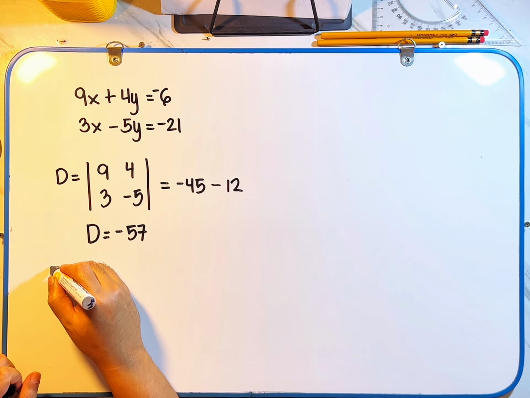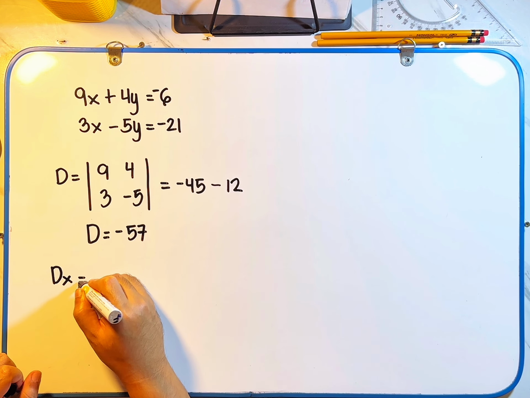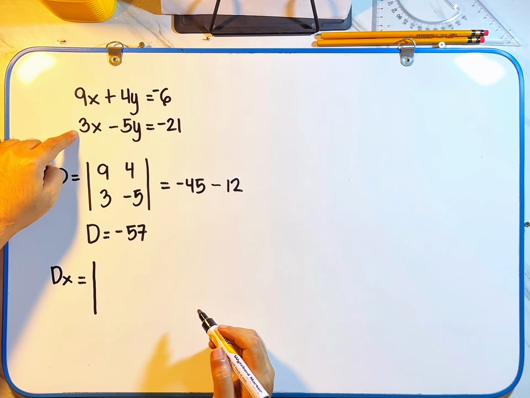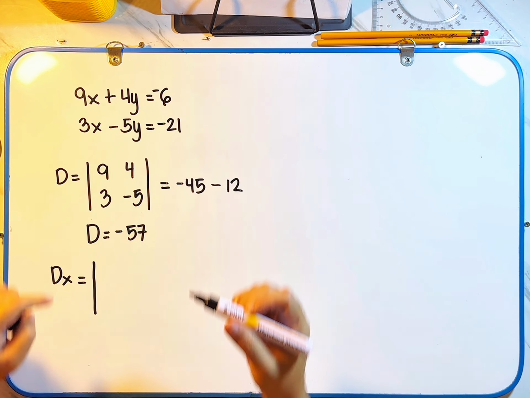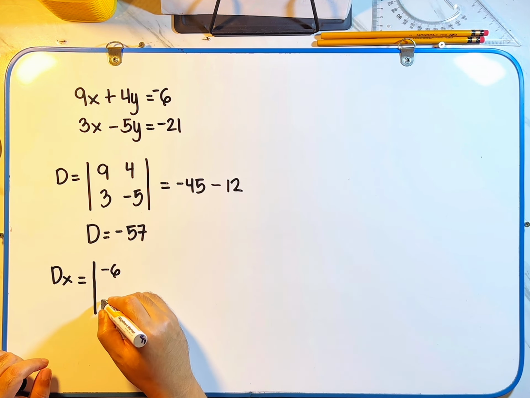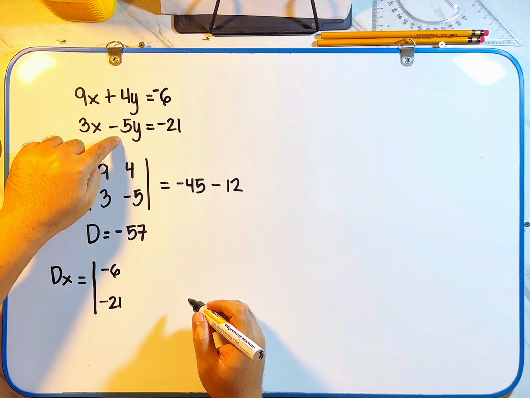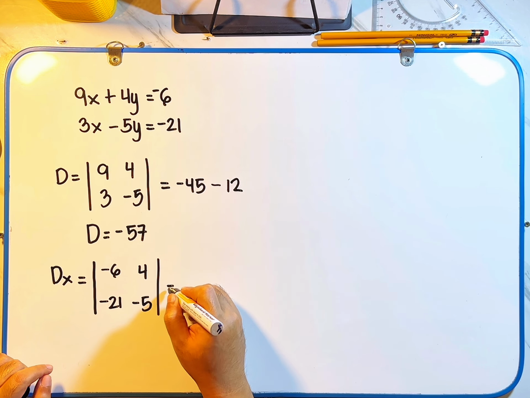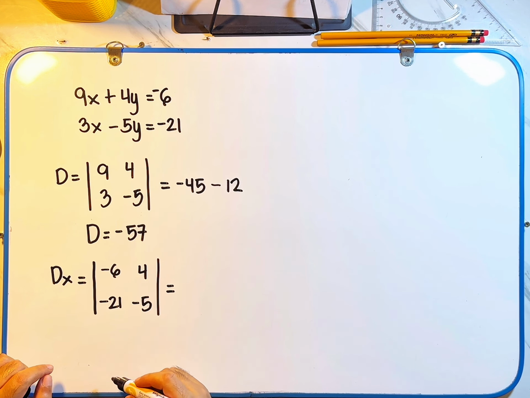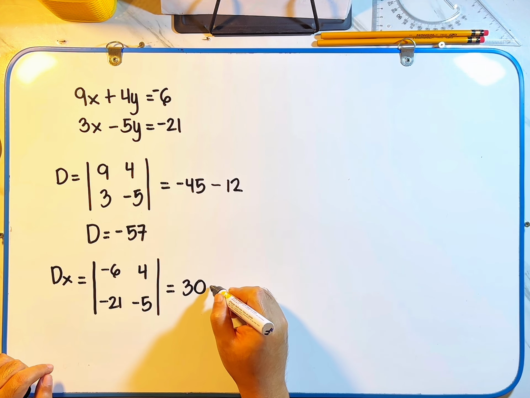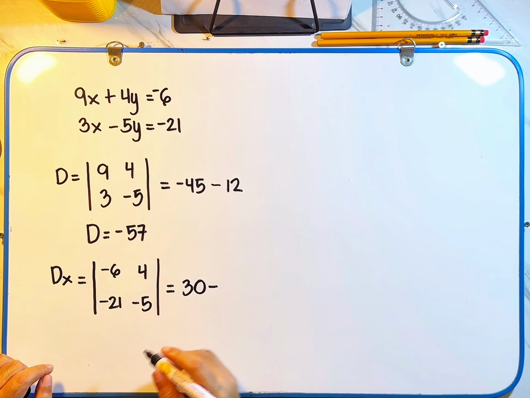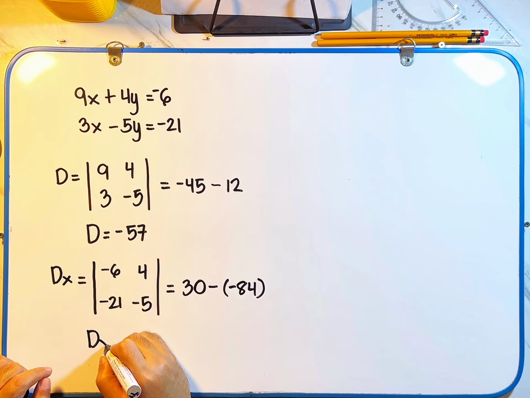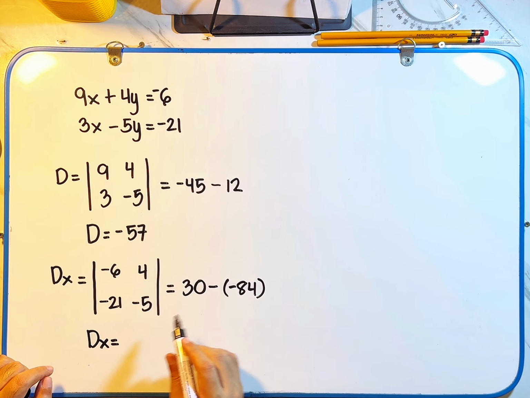Okay, next, let's find Dx. This time, we will replace the coefficients of x. Instead of 9 and 3, we will replace them with negative 6 and negative 21. So negative 6, negative 21, and then 4, negative 5. Applying the basket method, negative 6 times negative 5, that is 30, minus negative 21 times 4, that's negative 84. Therefore, Dx is equal to 114.